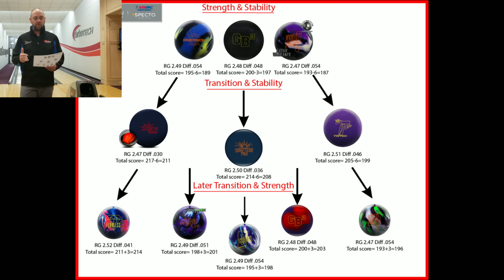You've got the GB3, which is a hybrid, so you're going to subtract 3 from that 200. You're going to get 197. And then the Statement Solid is a solid cover. You're going to subtract 6 from the 193, and you're going to get 187. So technically, of all those numbers, the Statement Solid is the stronger ball. And I've thrown all these, so these numbers do stack up properly. The Statement is stronger than the Precision, and the Precision is stronger than the GB3.